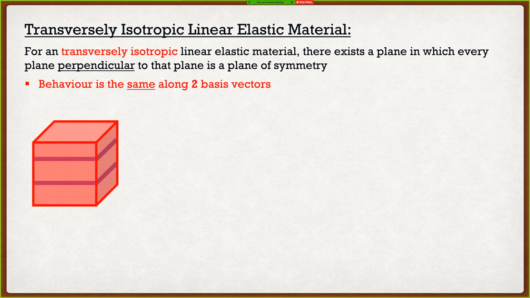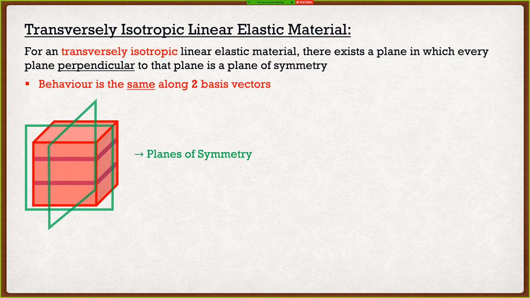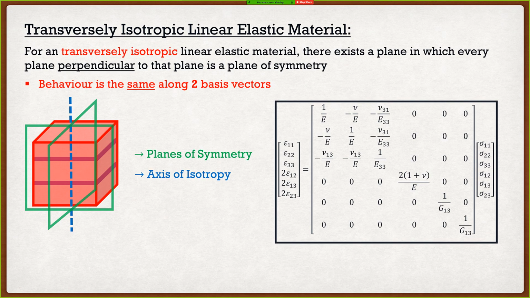An example of this is typically soil layers. If we look at soil layers and I were to stretch this along E1, well, that's going to be the same as E3. However, if I were to stretch it vertically, we know that that response is going to be different. Therefore, we know that we actually have infinite amount of planes of symmetry as long as these planes are vertical. And because of that, we can also say that we have basically an axis of isotropy right there. All right. So again, the key takeaway here is that it's going to behave the same along two of the basis vectors. And from here, we can actually simplify our compliance matrix to as follows. So we went from 9 coefficients in the orthotropic case down to 5, which is great.